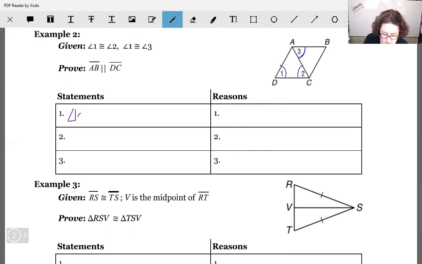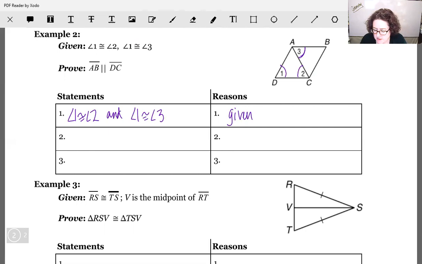So angle 1 is congruent to angle 2, and angle 1 is congruent to angle 3. Okay, those were both given, so I can write them in the same step. If I wanted to spread them out, I could. Okay, so wait a second. With my markings on there, what else do we know also has to be congruent to each other?